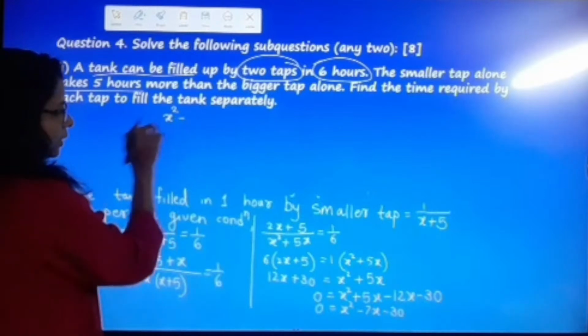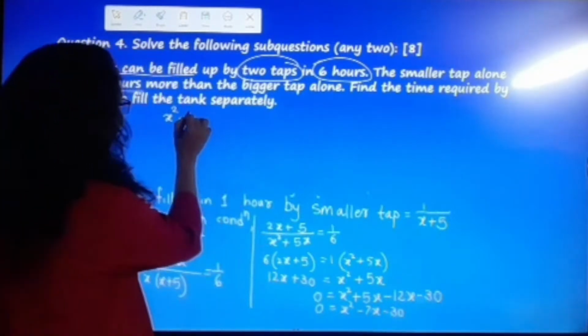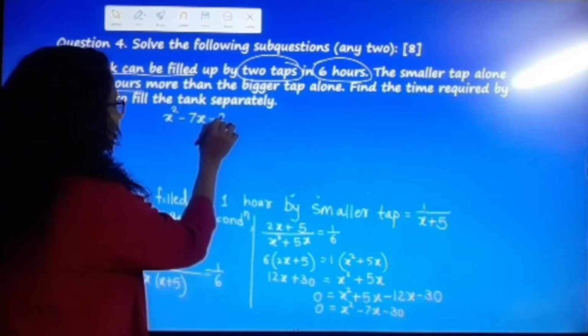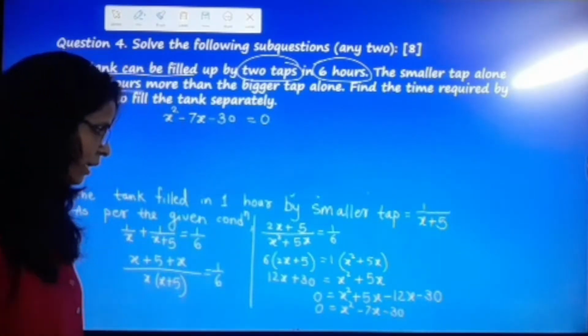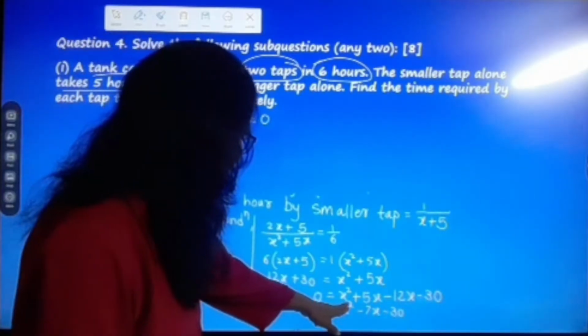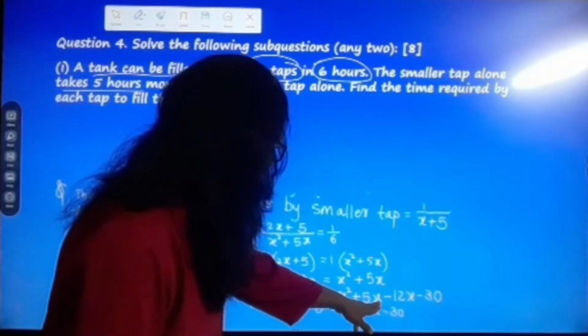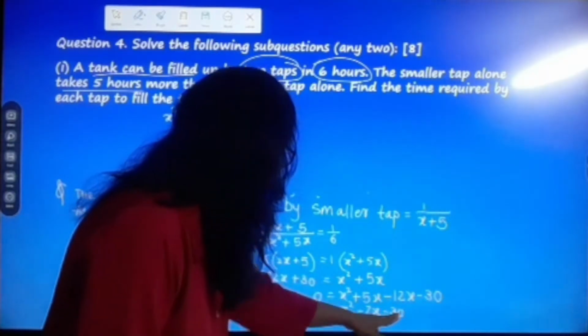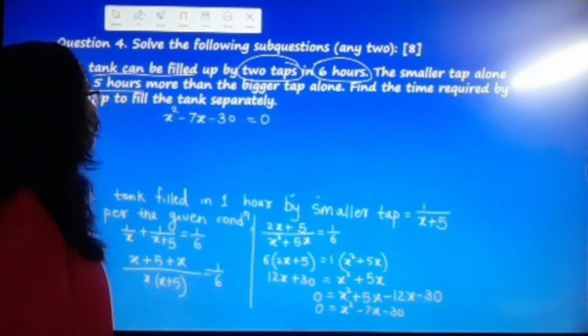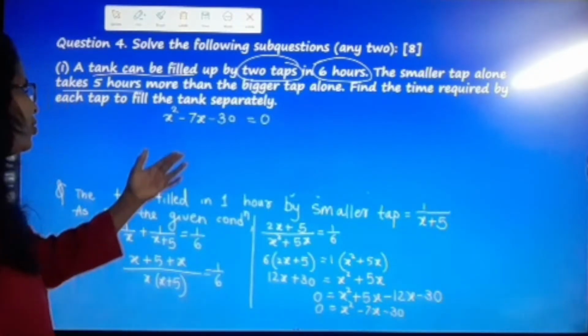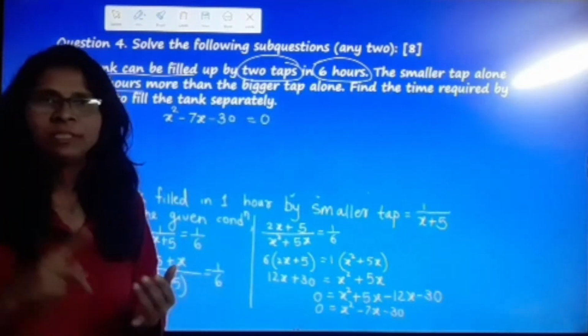x square minus 7x minus 30 is equal to 0. Okay, let's check that the answer is correct. Yes, x square minus 12x minus 30. So x square minus 7x minus 30. Yes, correct. So now here students, solve this equation with the formula method.